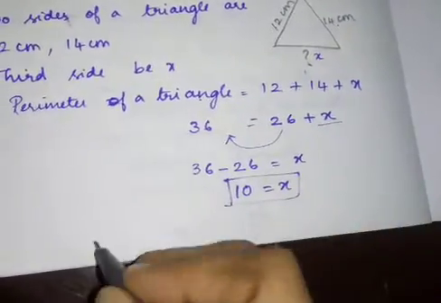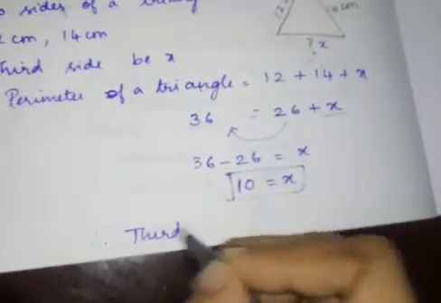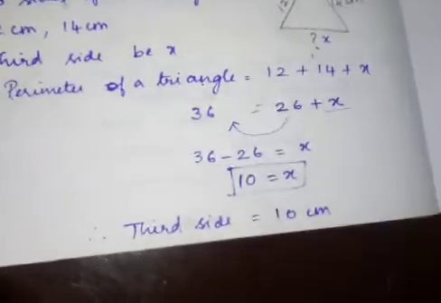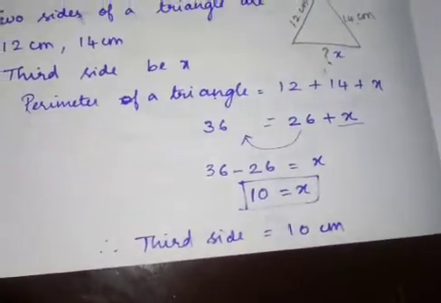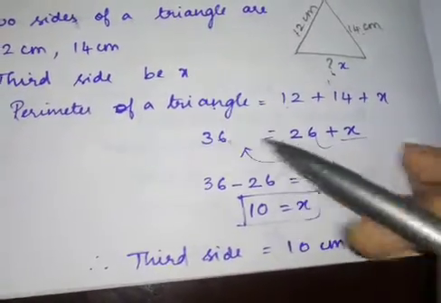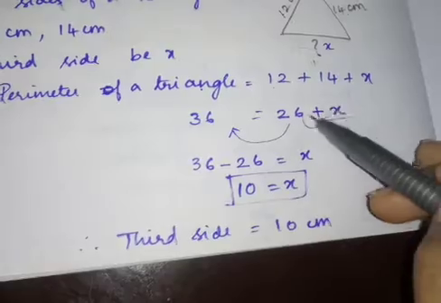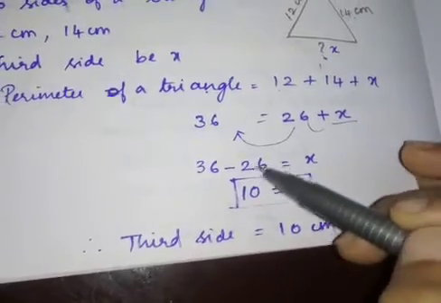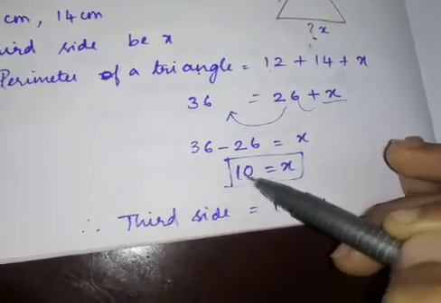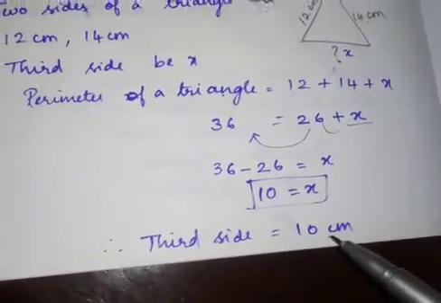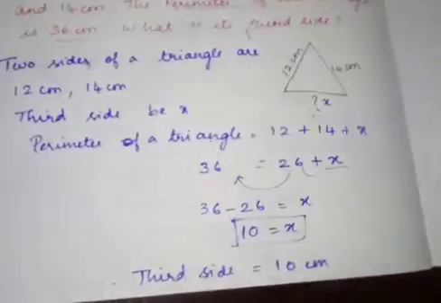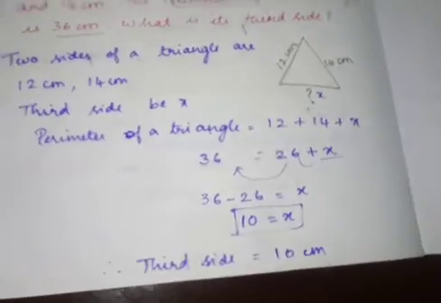Correct? So therefore the third side is 10 centimeter. Okay, listen children, in previous problems, when it is multiplication, if it goes that side, it becomes division. But here this 26 is added. So if it goes that side, it becomes subtracted. 36 minus 26 is 10. Okay, x value is 10. Therefore, the third side is 10 centimeter. Okay, don't forget to write the centimeter. So now we have found the third side of the triangle.